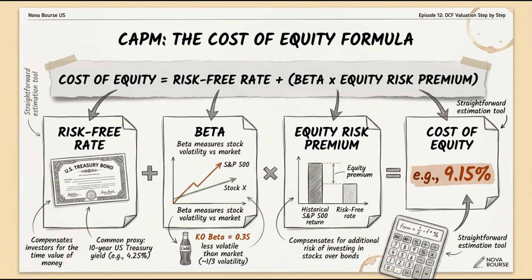To calculate the cost of equity, we use the capital asset pricing model. The formula is the risk-free rate plus the product of beta and the equity risk premium. The risk-free rate compensates for the time value of money, while the risk premium compensates for the extra risk of stocks over bonds. Beta measures how much a stock moves relative to the market. A beta above 1 is more volatile than the market, and below 1 is less. Coca-Cola's beta of 0.35 tells us it is roughly one-third as volatile as the S&P 500.